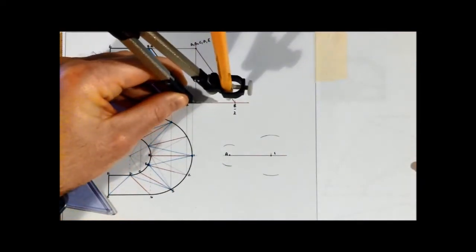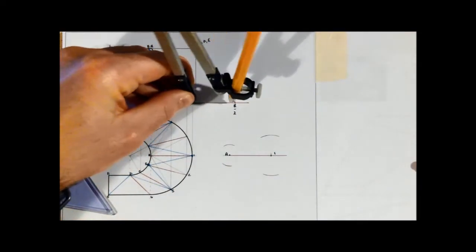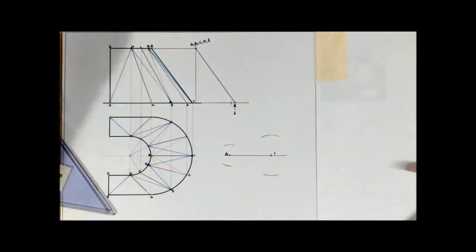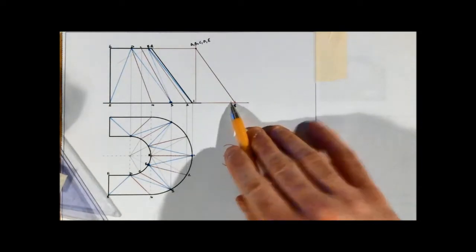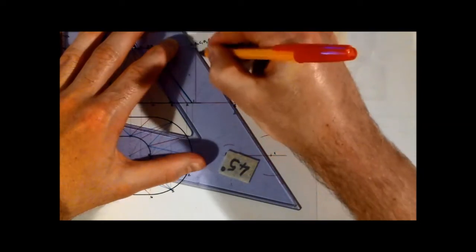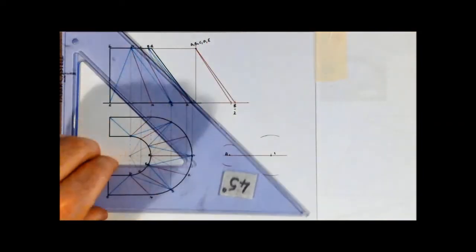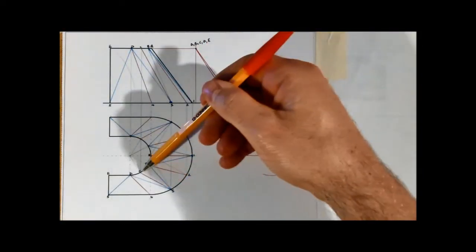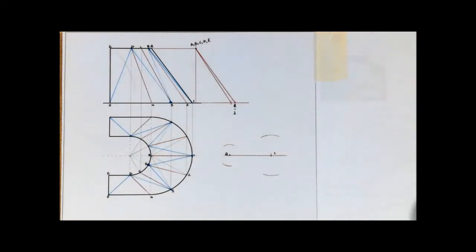Directly below it, right here. At that point there, right here, is going to be C to 3. And that is my true length from C to 3. And you can see how it's going from here. So at this point now, I just have to work out D to 4. So I'll fast forward there.